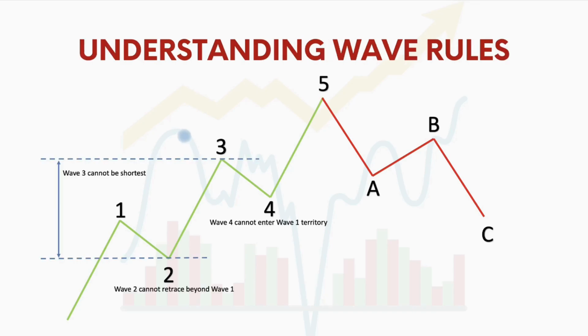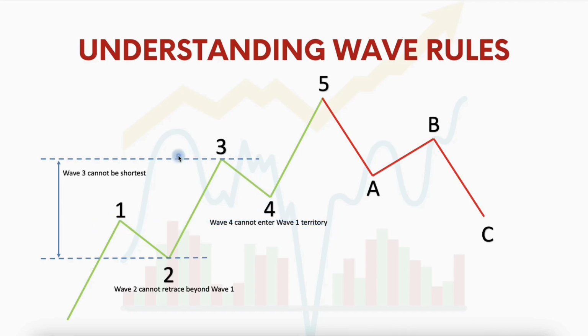So here we can see those rules. Wave 2 can never retrace beyond wave 1. As you can see, wave 2 is a counter trend move in the opposite direction of wave 1, and wave 2 should never go down as far as the starting point of wave 1. Second, wave 4 cannot enter wave 1 territory. So as I was saying, the low of this wave 4 should never come into this wave 1 zone.